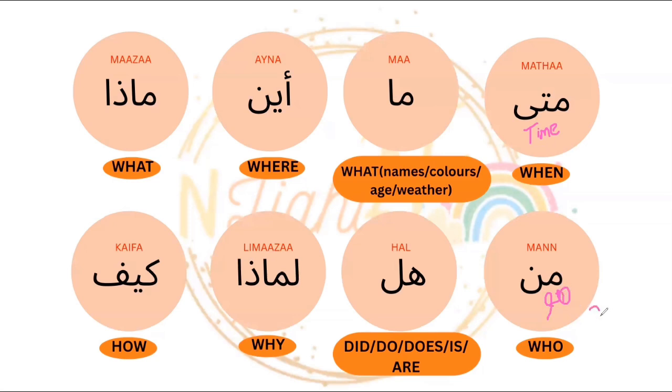Hua. Hiya means she, or Anna. Anna also can be the answer. Like, who is inside? I am inside. So that time, even Anna can be the answer. Anna means I, right? So even that can be the answer. Or the name of some person. Ahmad, Badr, whatever.